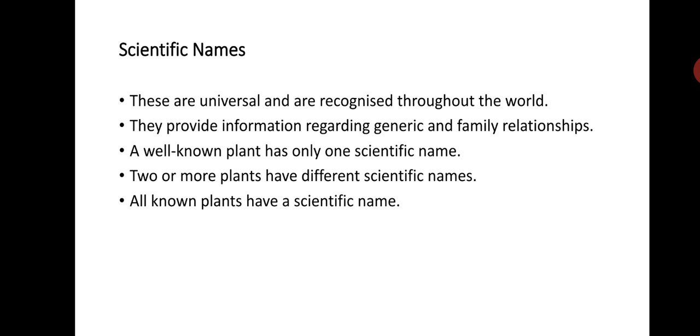On the other hand, the scientific names are universal and are recognized throughout the world. They provide information regarding generic and family relationships. A well-known plant has only one scientific name. Two or more plants have different scientific names. All known plants will definitely have a scientific name.